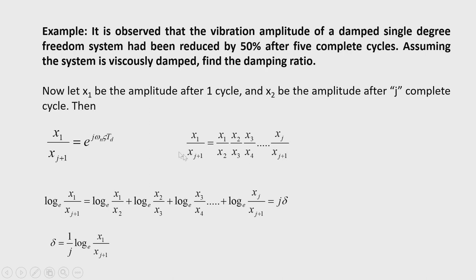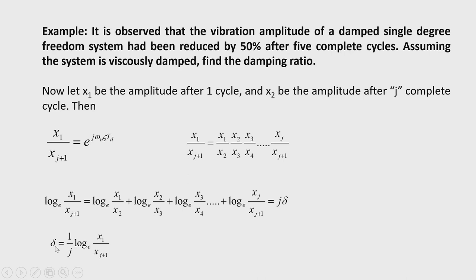Now, take log of both sides. So, if I take log of both sides, then it is log x 1 by x j plus 1, and then log x 1 by x 2, log x 2 by x 3, log x 3 by x 4, like that up to log x j by x j plus 1. And you can see that each of these terms is nothing but delta by definition, that is the logarithmic decrement, which is defined as the log of the ratio of successive amplitudes. So, each term on the right hand side is delta, but there are j terms, so it is j into delta.